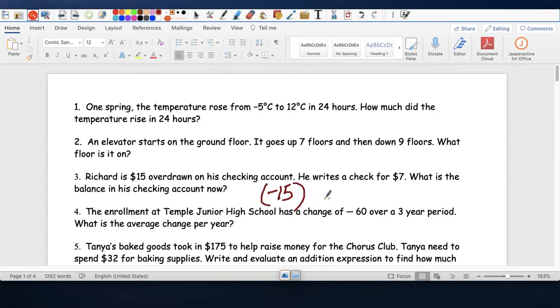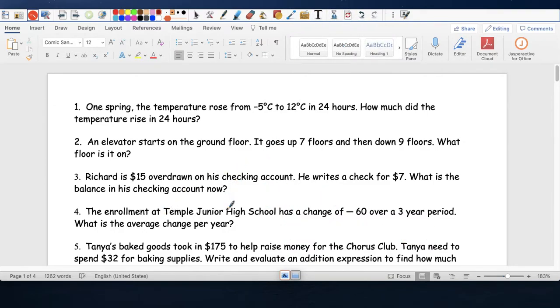So your bank is at -15, right? If you use more than you have, that's how we represent overdrawn. Put that in parentheses. He writes a check for $7. So if you write a check, you're actually paying someone or buying something for $7. So again, you can write it as minus 7 or -15 plus -7. Whichever one is easier for you, both of them are correct. And you'll find your answer, you are at negative 22.